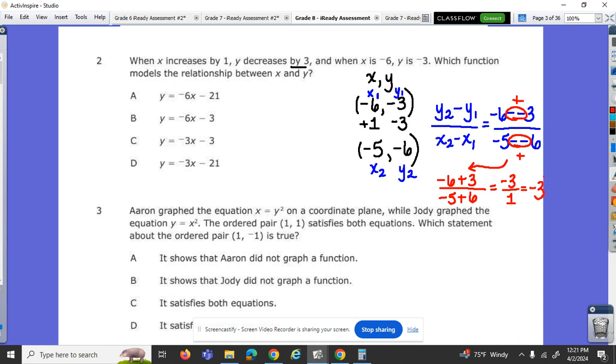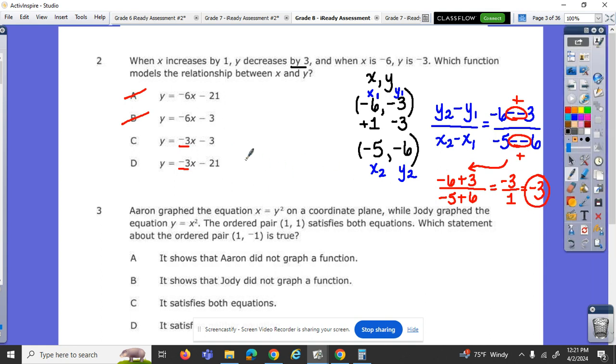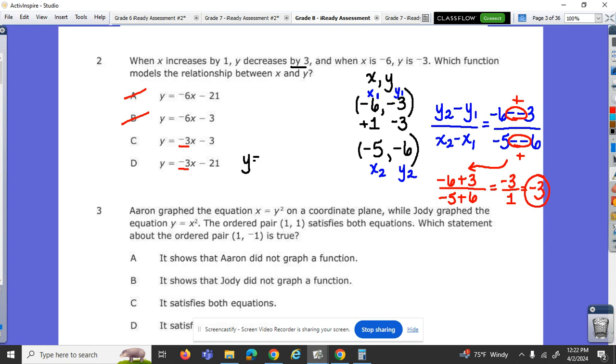So we've got our slope, right? That will help us eliminate some choices over here. So I see a slope of negative 3 for C and D. So those 2 are out. Okay, we still need to get our y-intercept. So remember, we need to pull in our y equals mx plus b, plug in our slope, right? That's our m. And we can choose one of our points, right, to plug in. Doesn't really matter which one.